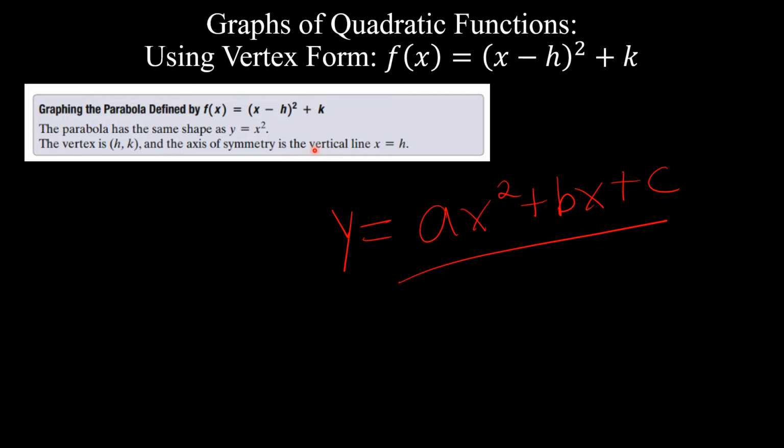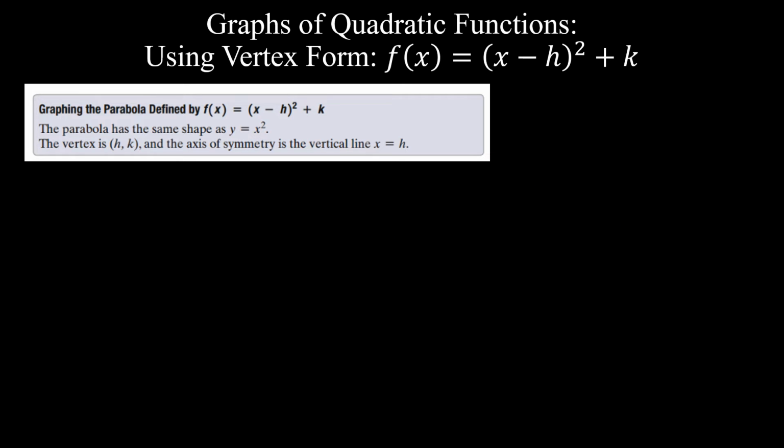And then the axis of symmetry, we know that's the vertical line running through our vertex. Well, if h is the x-coordinate of our vertex, then the axis of symmetry has to be the line x equals h. And so it makes it really useful for us to graph our quadratic functions, our parabolas, right away, because you're being given the vertex in this vertex form.